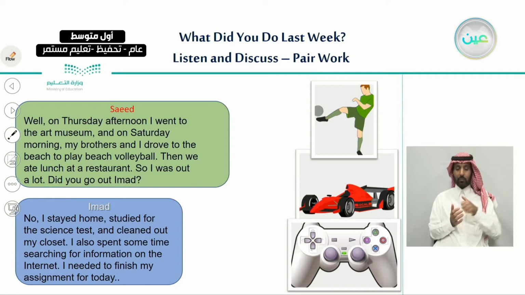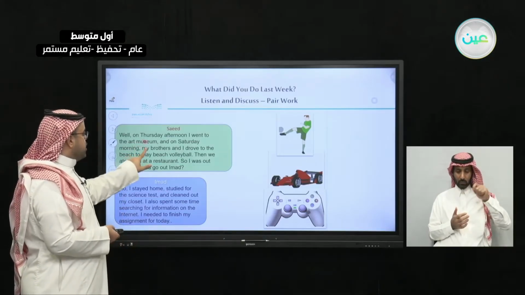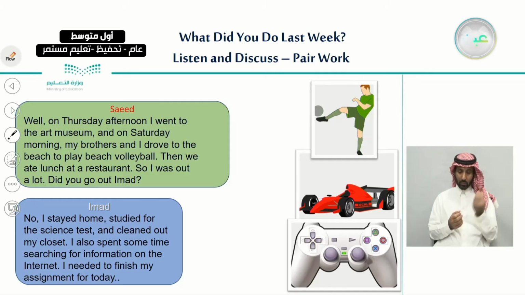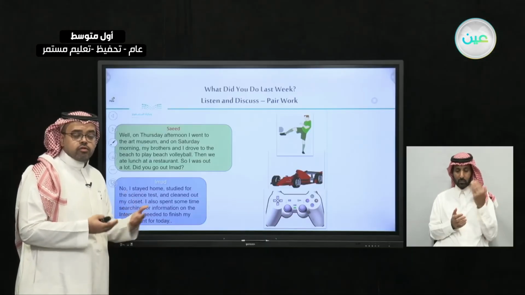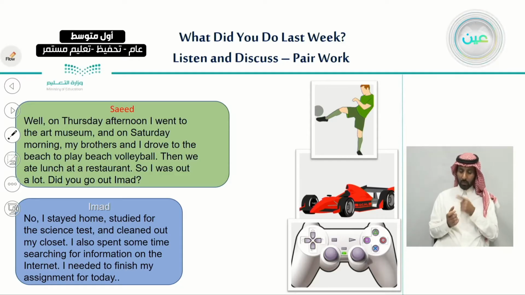So Saeed is talking about Thursday, and he said, "I went to the museum, and on Saturday morning, we drove to the beach to play beach volleyball, and then we ate lunch at a restaurant." So there are a lot of activities for Saeed. Saeed ended his text by asking Imad, "Did you go out?" Let's see what Imad has to say.